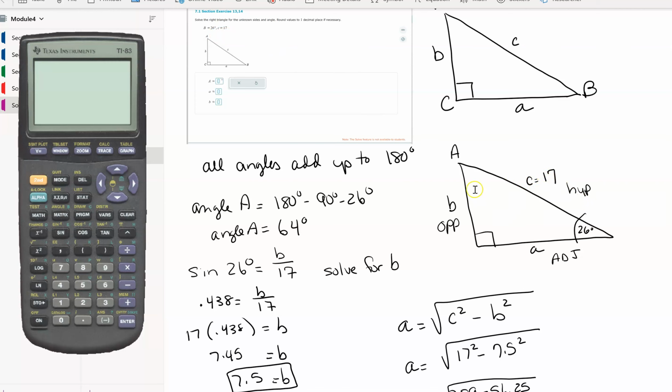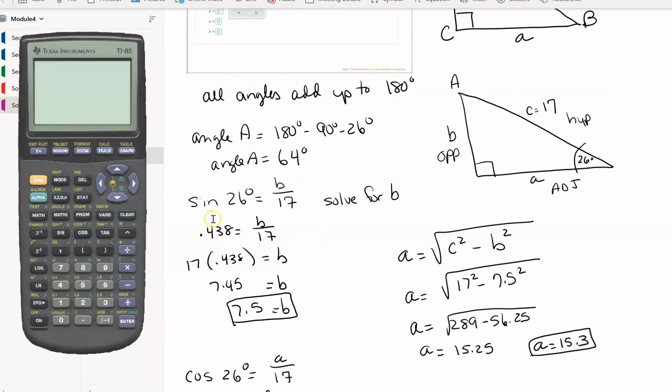So now I have to find angle A, I have to find side B, and I have to find side A, or leg A, leg B. First thing I can get is angle A. All the angles add up to 180, so I'll take 180 minus 90 minus the 26. I get angle A is 64.